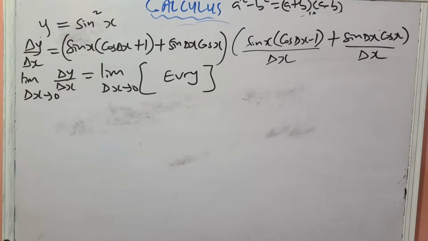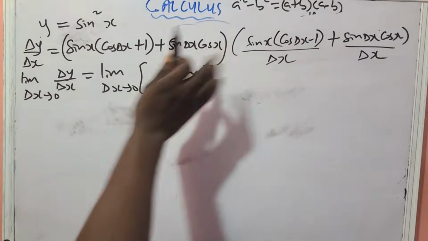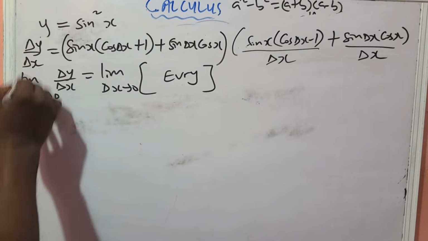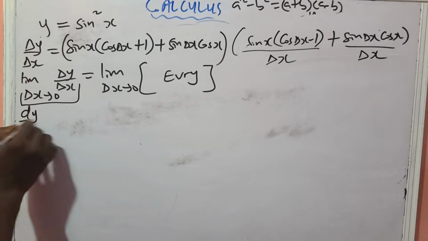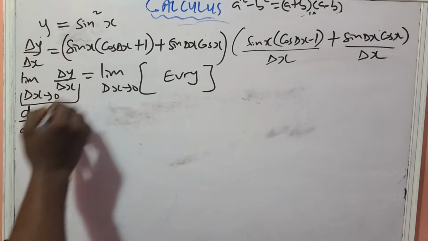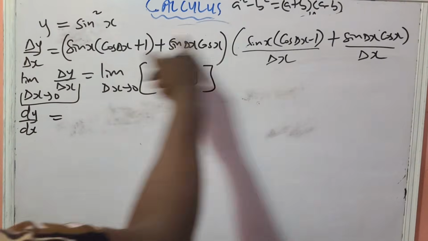So let's start to split. We have to write down so that everybody can follow. We have to write all the splitting. So all this thing we have here, I'm sure you know that this will turn to dy over dx. So this will be equals to, I'm taking the limit of everything here.